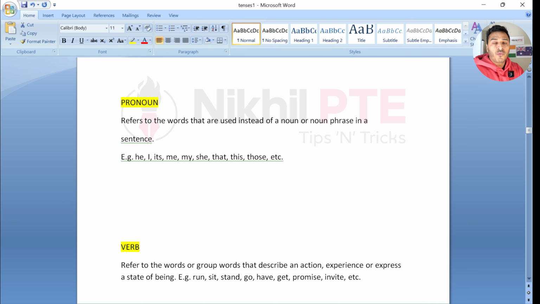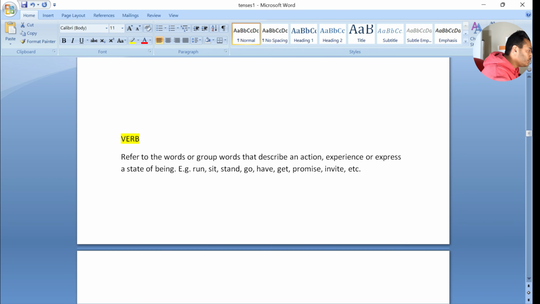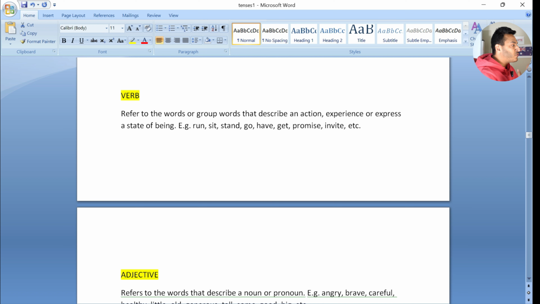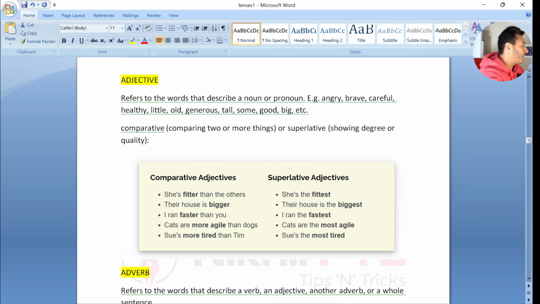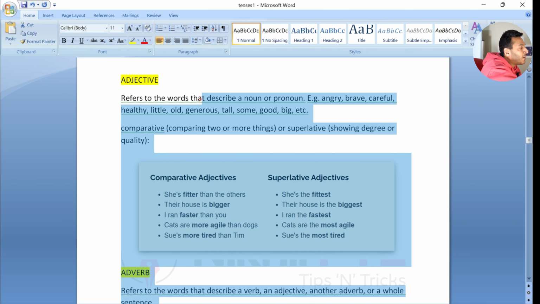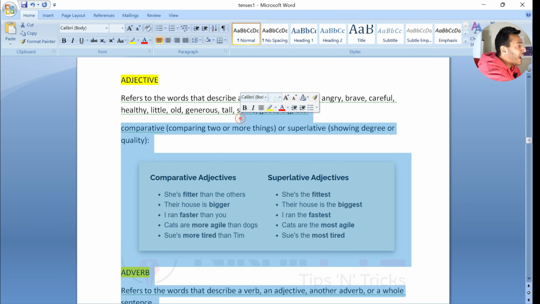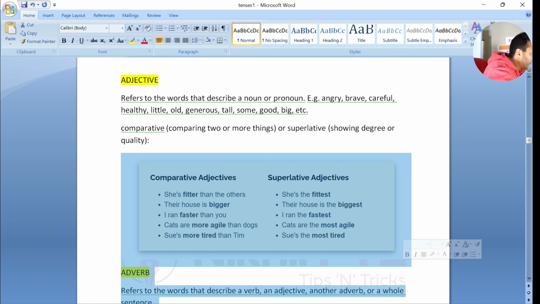Pronoun, let's talk about pronoun. What is a pronoun? Instead of a noun, what you are using, that is a pronoun. Like man, we can use he. Right? Verb. Verb refers to the words or group that describe an action. Like go, went, gone, sit, run. Action. Adjective. Adjective refers to the word that describes a noun or pronoun, like good, bad, right? These are noun and pronoun. Adjective.